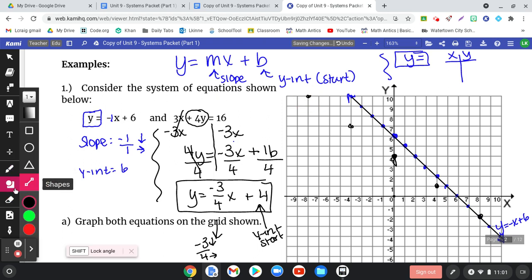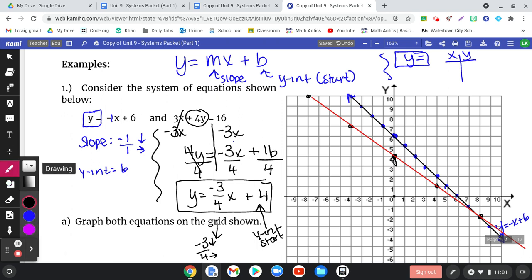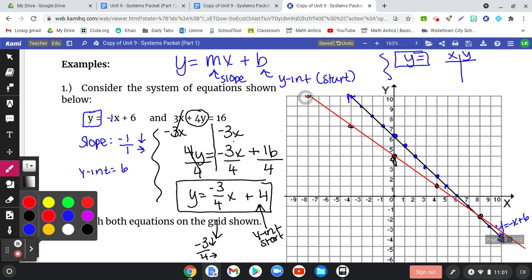All right, and then I'm going to go and grab my line. I'm going to make this line a different color so it's easier to see. And we'll extend it all the way through. All right, so now we'll go back. Got our arrows for this line and our equation.